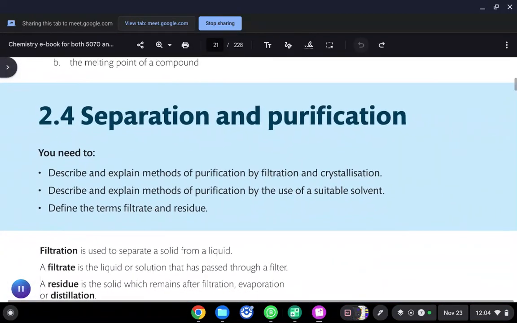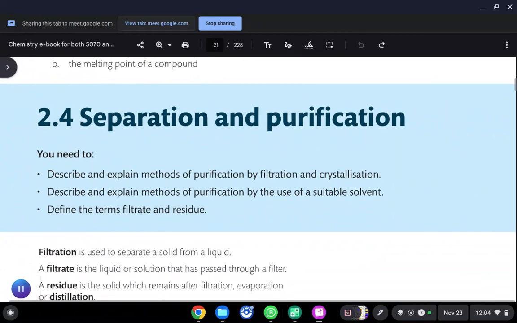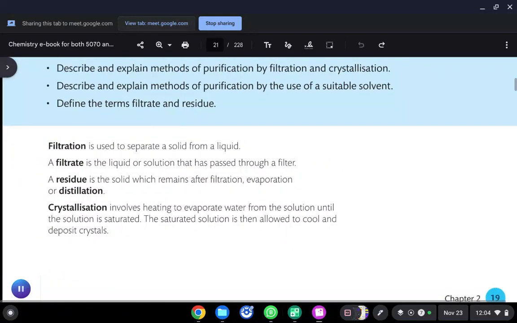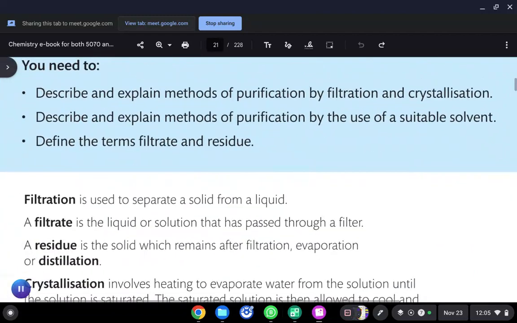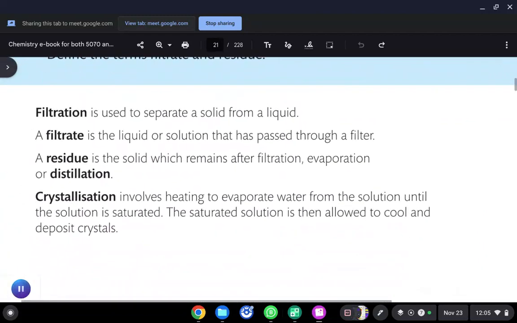The next subtopic is separation and purification. As it is obvious from the term, we are going to discuss filtration and crystallization. So keep in your mind that such questions will be asked in your ATP. Yes, in other papers as well, but they are specific topics for ATP, alternative to practical paper 6.